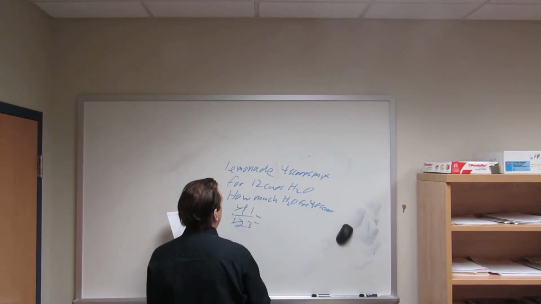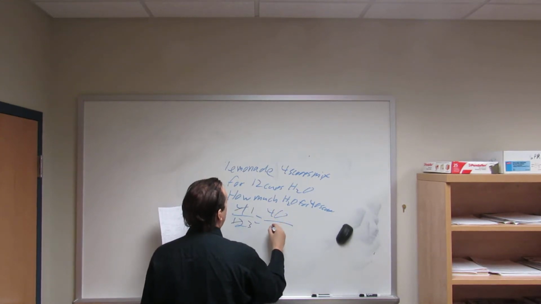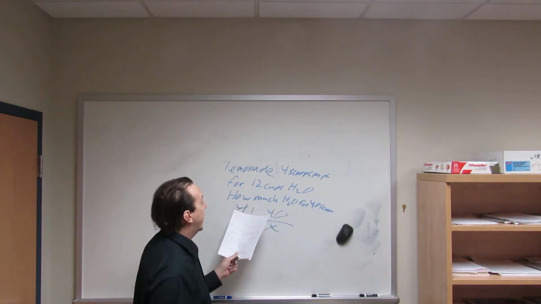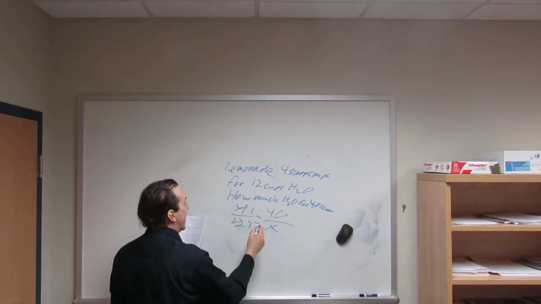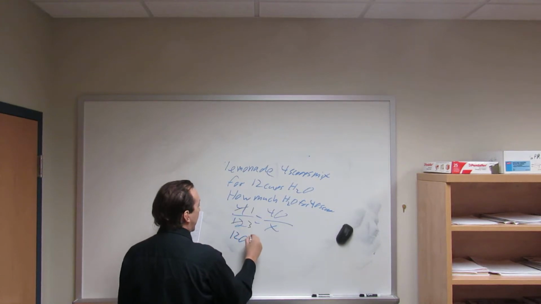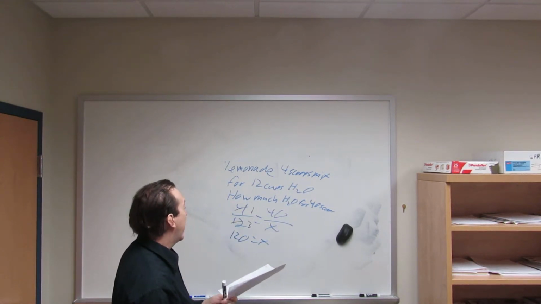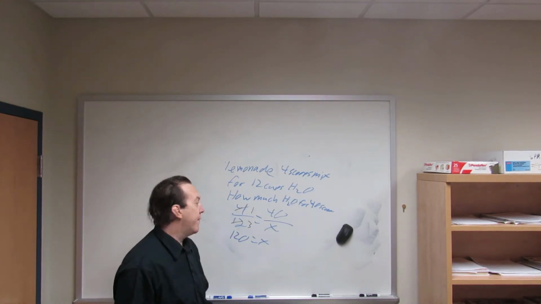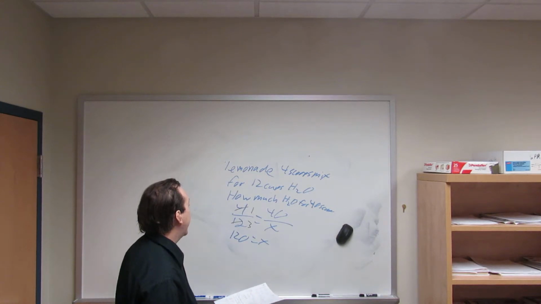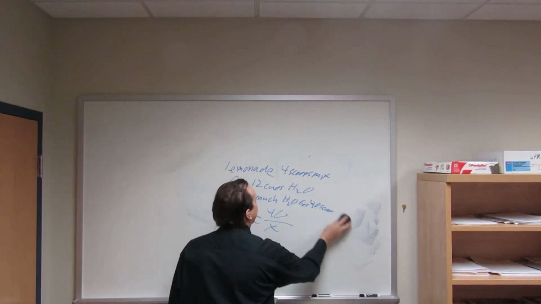This is 40 over X. Because we have to keep scoops together and water together. So 3 times 40 is 120 equals X. We could have also just said 12 times 40 is 480 divided by 4, which is 120.